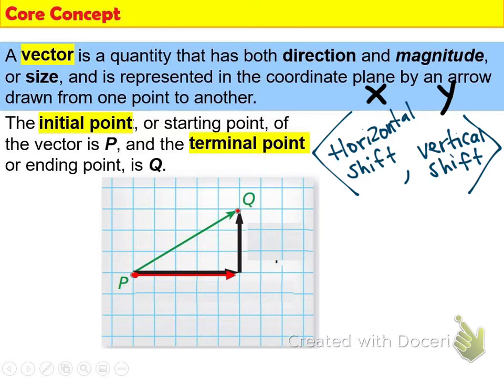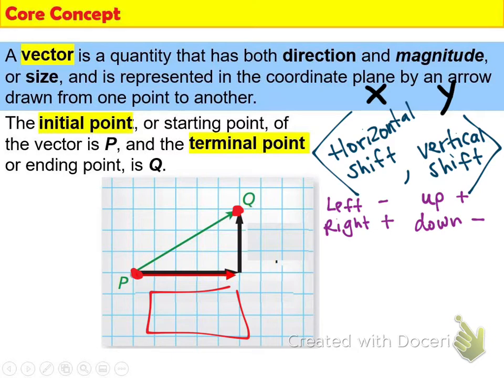And then again, remember that if you shift to the left, is that going to be a positive or a negative X? Negative, and then if you shift right, it's positive. And then if you shift up, that would be positive. And then if you shift down, that is negative. So keep that in mind. So in this picture, we're going to go from P to Q. So you have like a box on your picture. It's because we're going to talk about the horizontal shift. So how much do we have to shift horizontally? 5 units. So 5 to the right, it's going to be a positive 5.